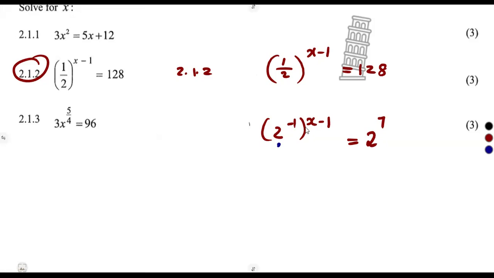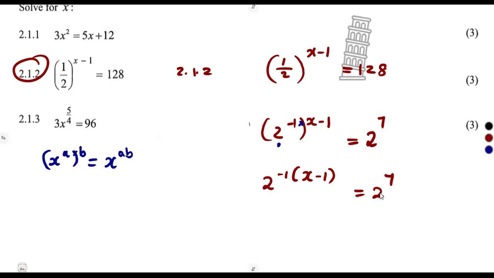When we are given this condition here, an exponent to an exponent, x to the exponent of a to the exponent of b, remember, you multiply the exponents, a times b. So this is the case. The minus 1 is going to multiply this part. So you can even just write like this, 2 to the exponent of minus 1 multiplies x minus what? x minus 1. The minus 1 there is going to multiply everything. So you open the bracket for what? For x minus 1. It is equal to 2 to the exponent of 7.